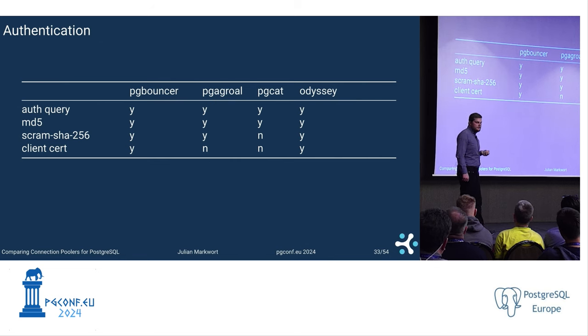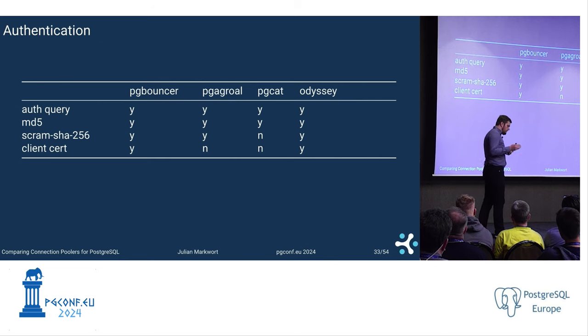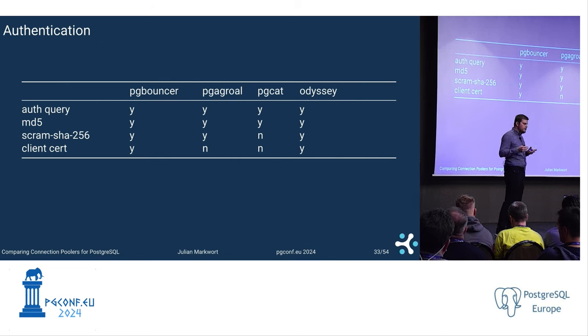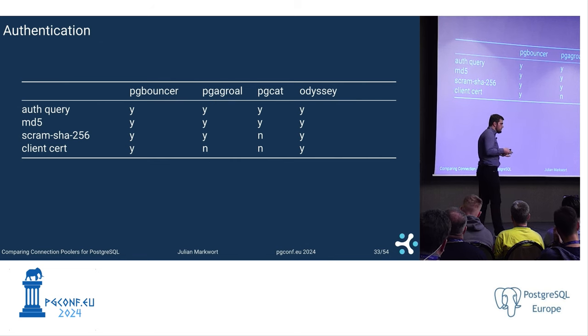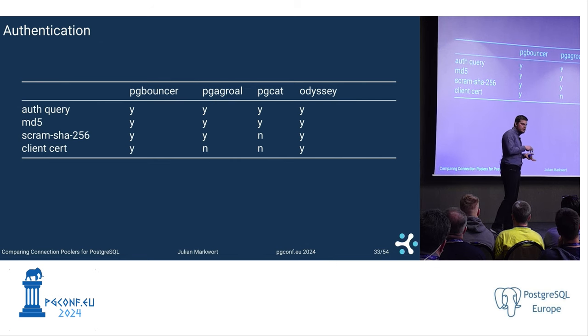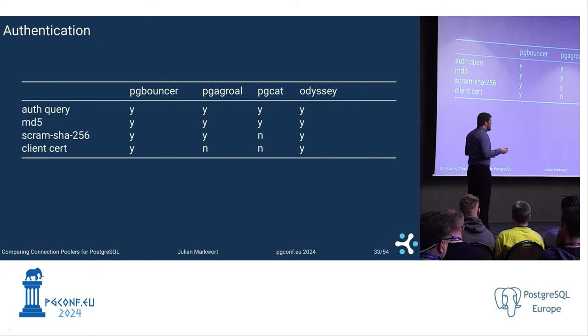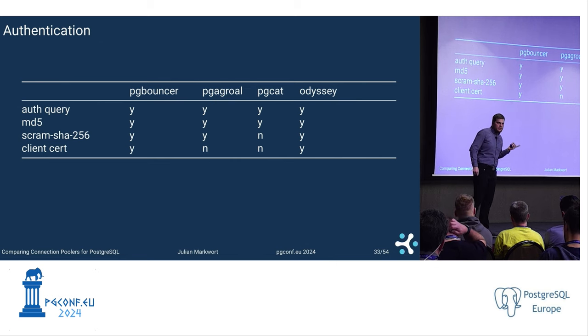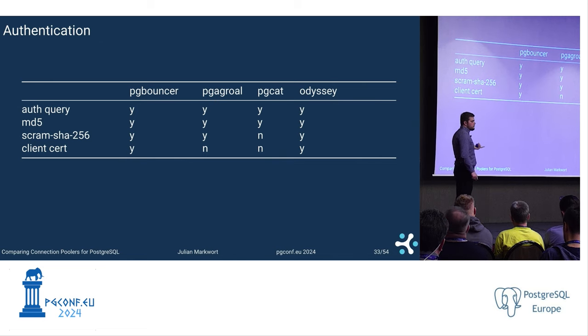Then there is client certificate authentication, whereby the certificate that the client uses to connect to PostgreSQL is checked for its common name attribute. And if that common name matches the username, and of course if the certificate authority that signed this certificate that the client is using matches the certificate authority or the chain thereof of the PostgreSQL server, only then the client is allowed to connect through. And we can use the same functionality in at least pgbouncer and Odyssey, but apparently not in pgagroal and neither in pgcat.